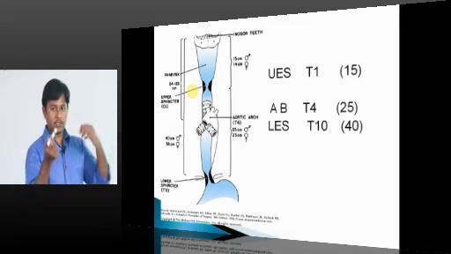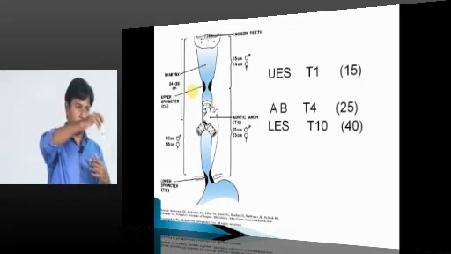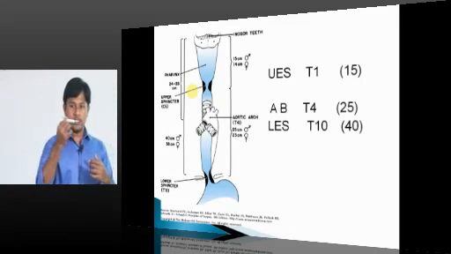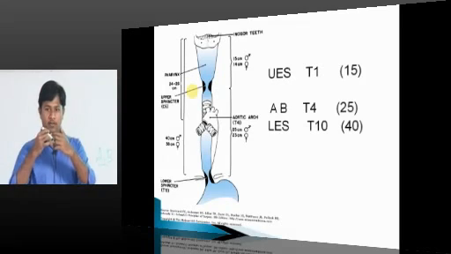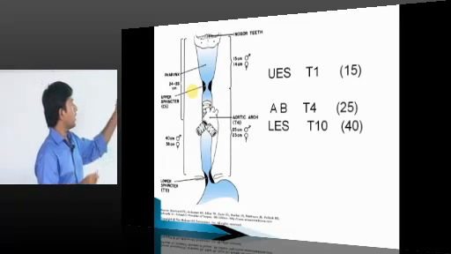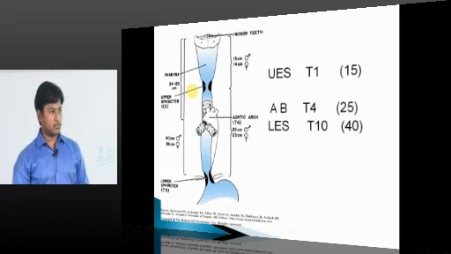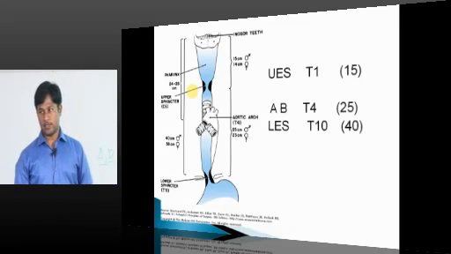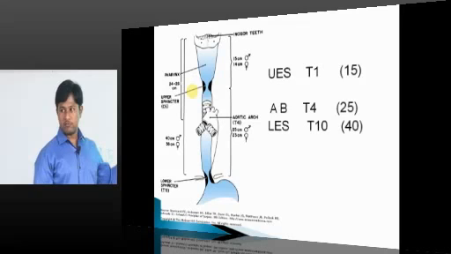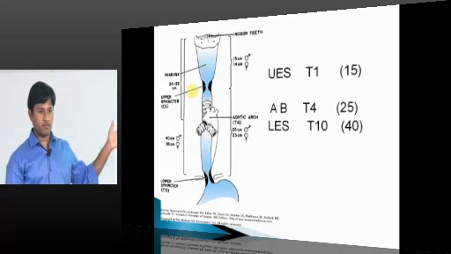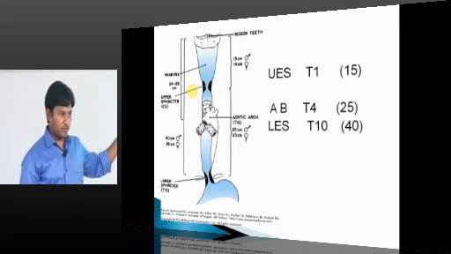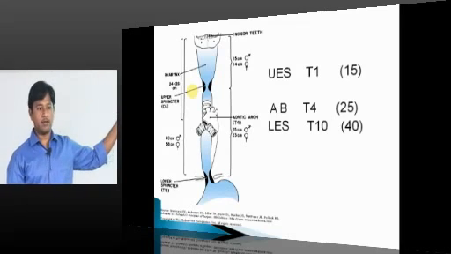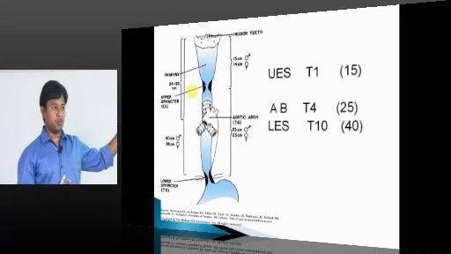Whenever the endoscope is passed in the patient and these markings are reached, you can identify that the mark is 25 and we are at the level of aorta and bronchus. The mark is 40, we are at the level of lower esophageal sphincter. The mark is 15, we are at the level of upper esophageal sphincter.